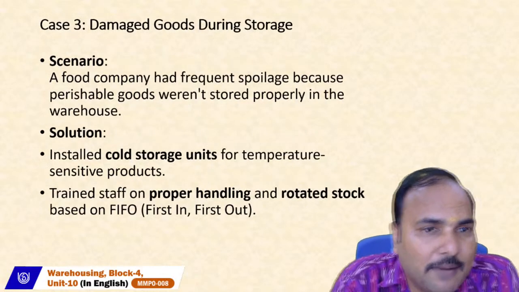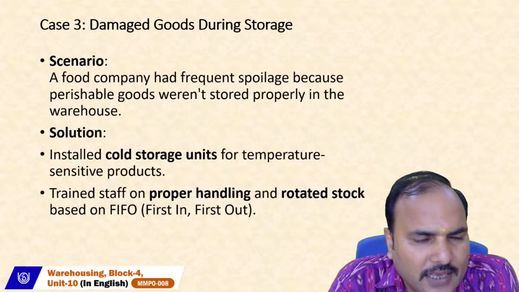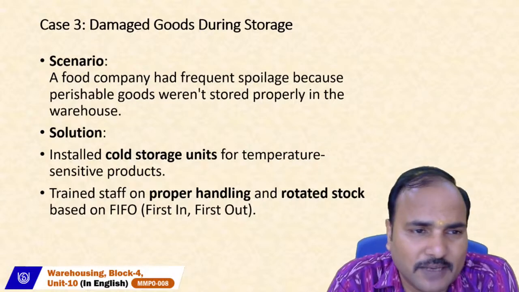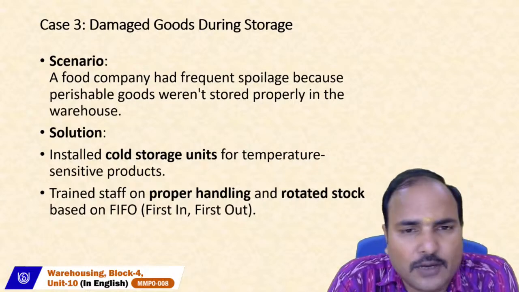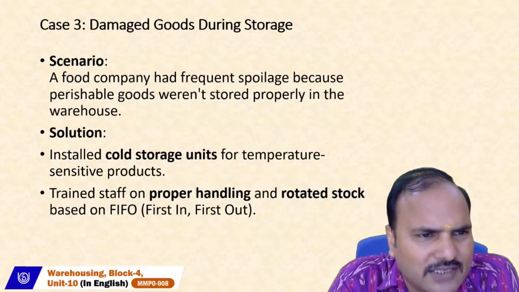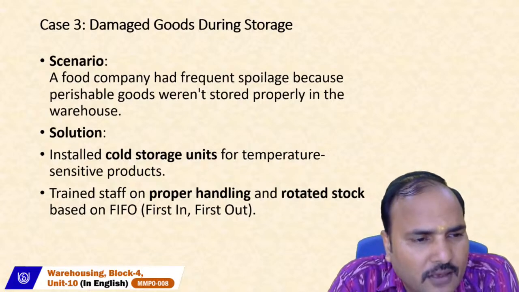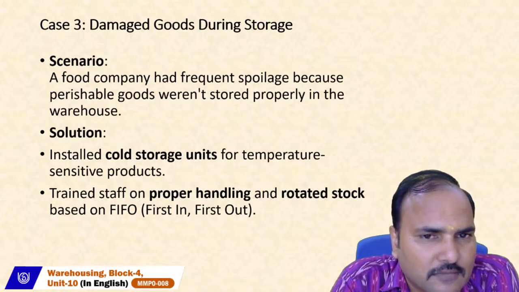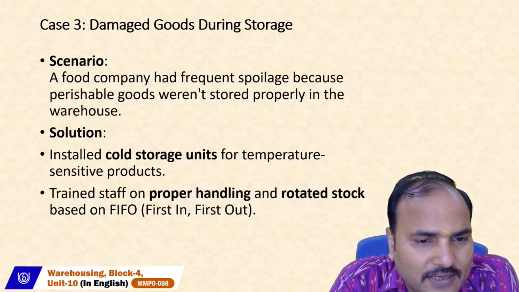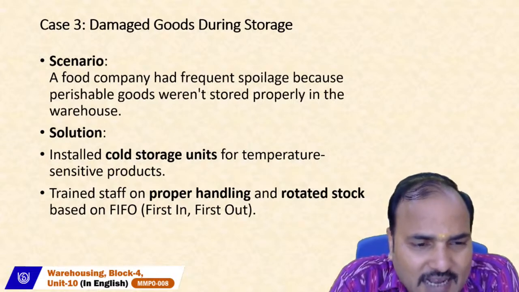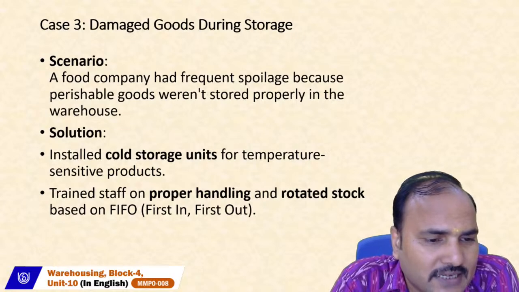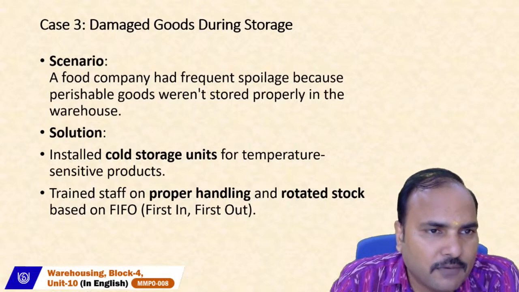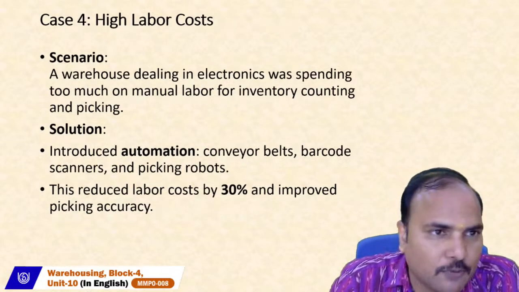The next case is about damaged goods during storage. Here in this particular scenario, it is about a food company. They had frequent spoilage because perishable goods weren't stored properly in the warehouse. The solution to this problem is to install cold storage units for temperature-sensitive products, because all products are not kept at the same temperature. There should also be trained staff on proper handling and stock rotated based on FIFO. What do you mean by FIFO? First in, first out. That is one type of solution for this particular scenario.